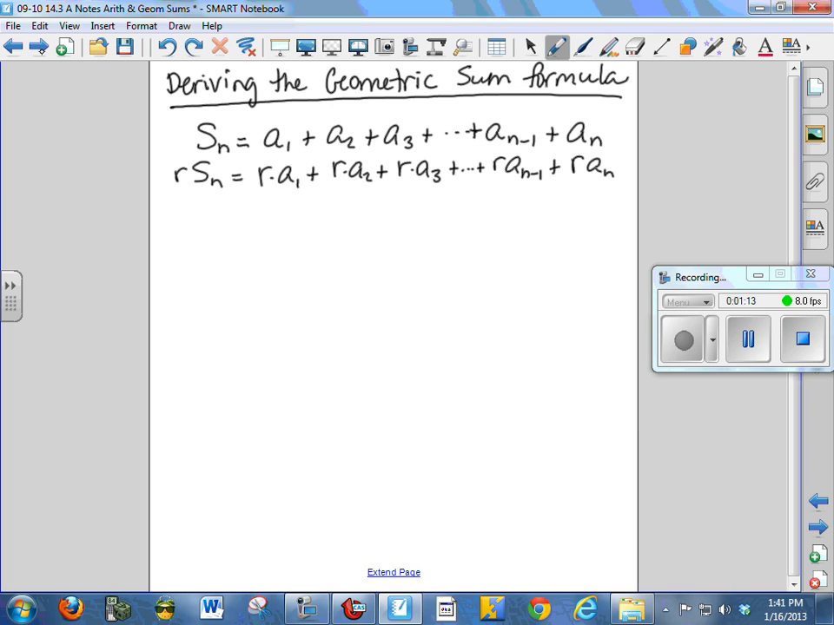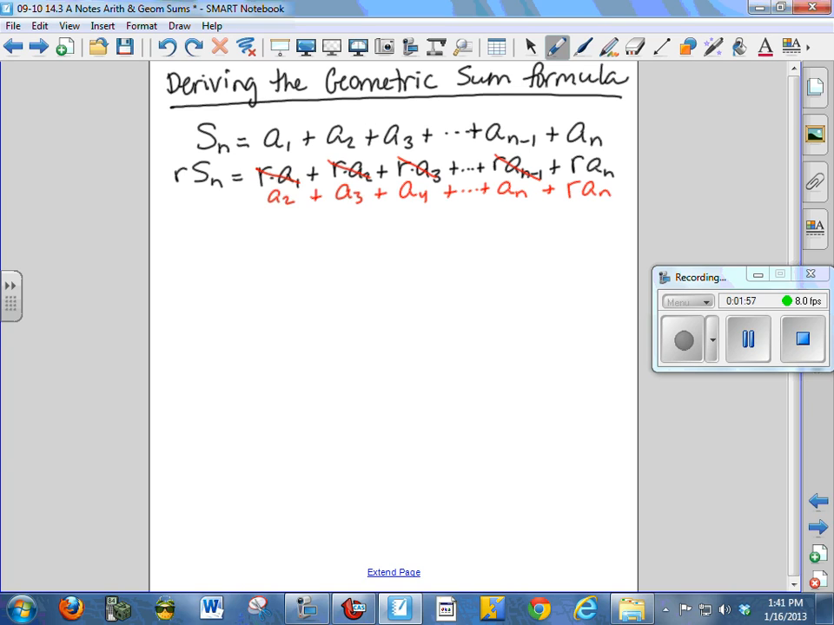Now what you might realize is in a geometric series, if I multiply one term by r, I get the next term. So r times a sub 1 is actually a sub 2, and r times a sub 2 is actually a sub 3, and r times a sub 3 is actually a sub 4, and so on. R times a sub n minus 1 is actually a sub n, and r times a sub n is actually a sub n plus 1. But I'm just going to leave it as r times a sub n for our purposes.